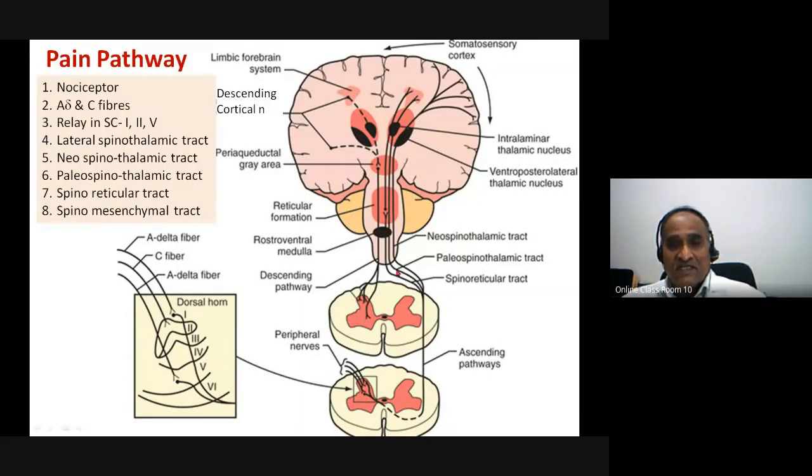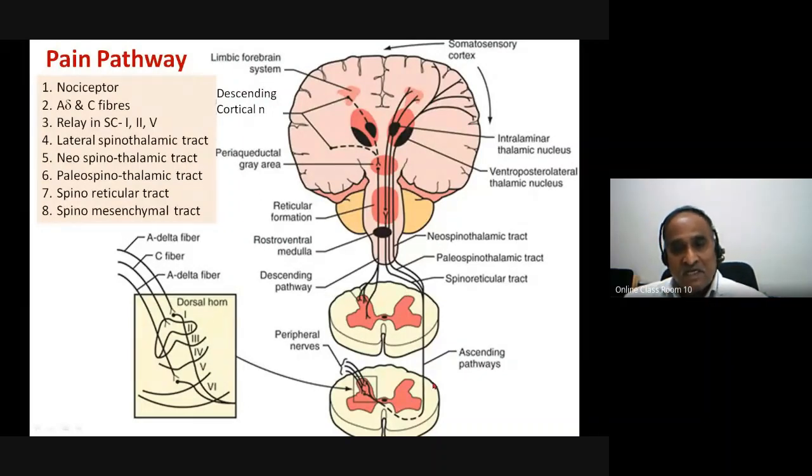This paleospinothalamic tract has relays in the medulla, in the pontine area, that is the parabrachial nucleus, and in the periaqueductal gray, and they relay on different nuclei of the thalamus. These are the medial dorsal nucleus of the thalamus, which is connected to the cingulate cortex, or the ventroposterior nucleus of the thalamus, which supplies the insular cortex. So this forms the paleospinothalamic tract, where they are connected to the limbic system and the insular cortex, and by that, the affective, emotional component of pain is processed. That's the second part.